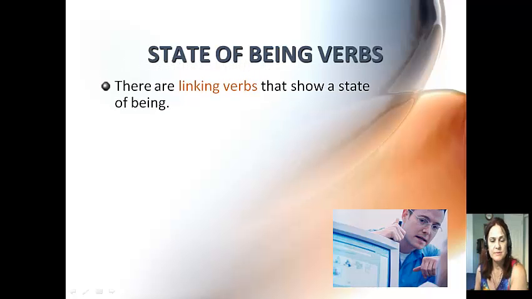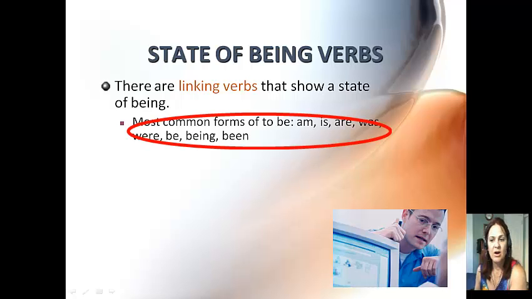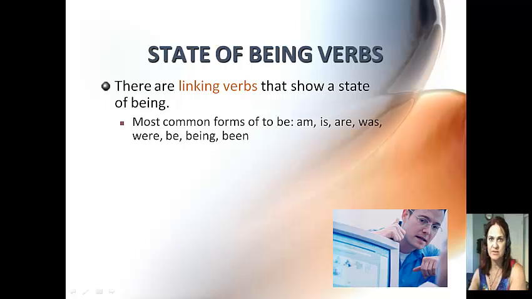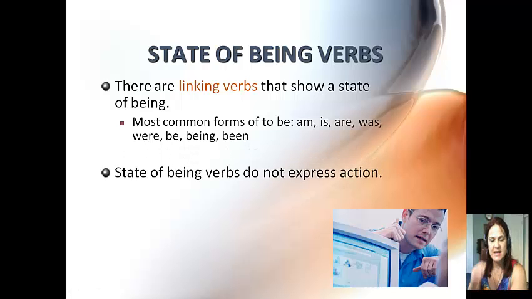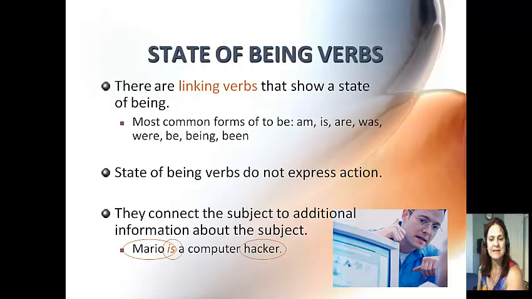State of being verbs are linking verbs that show a state of being. And the most common are am, is, are, was, were, been, being, and be. So make sure you get those down in your notes so you have them for reference. State of being verbs do not express an action. They give you more information about your subject. So let's look at our example here. Mario is a computer hacker. So again, we have the linking verb is, and it's connecting Mario to hacker.